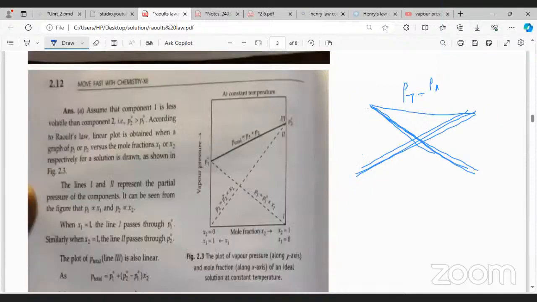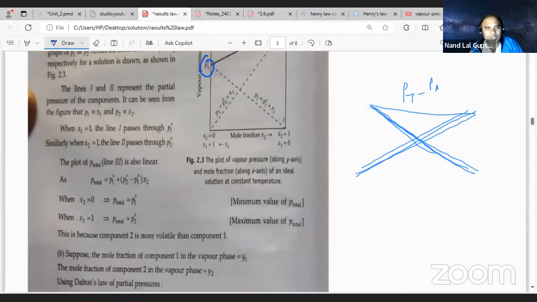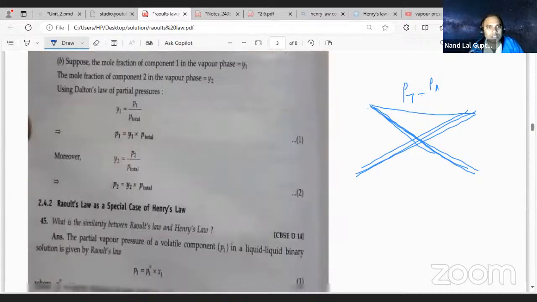Okay. So you can see here in this NCERT, P1, P2, this one is there. So I think you understood this one. This one is the vapor pressure also in this case.